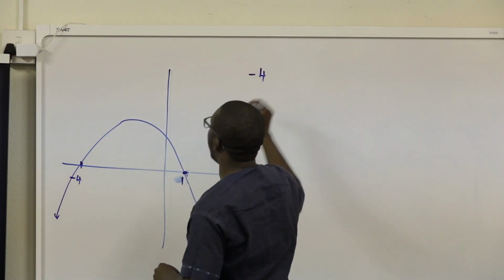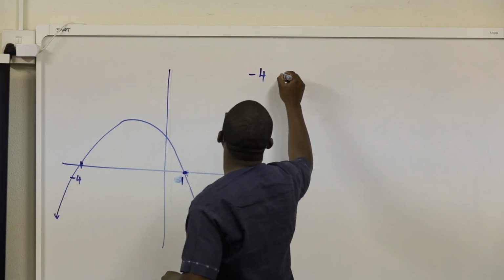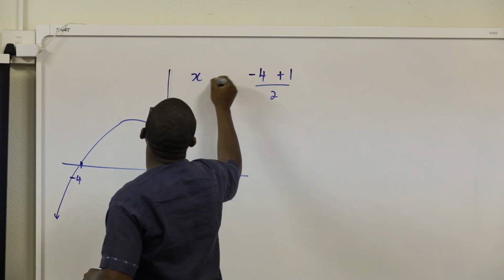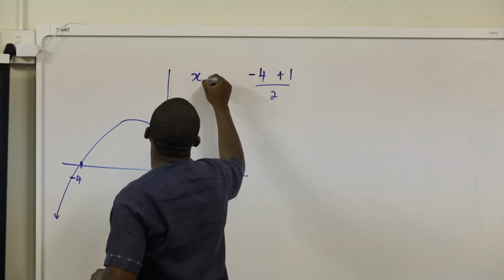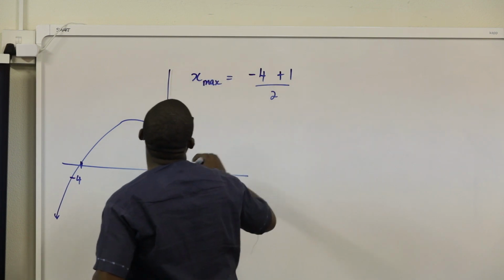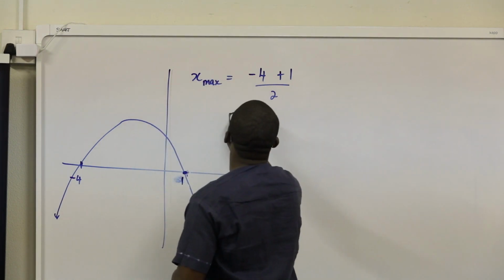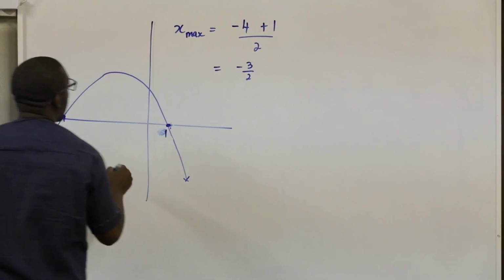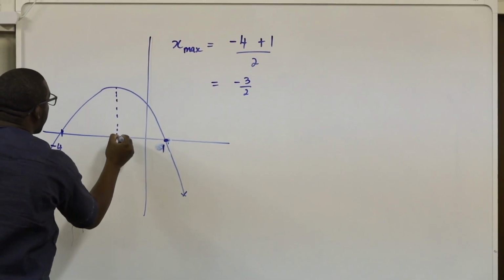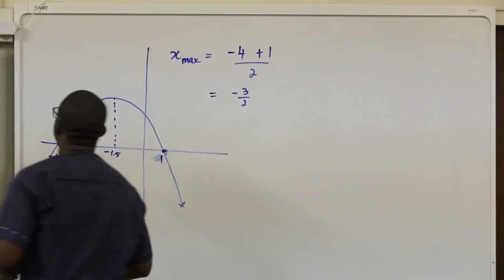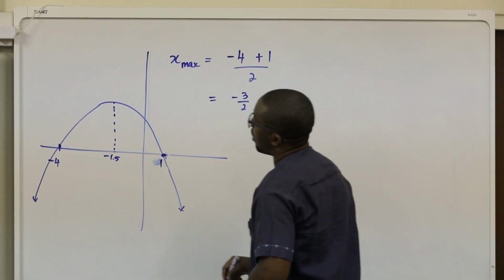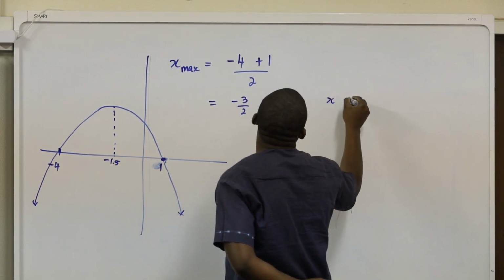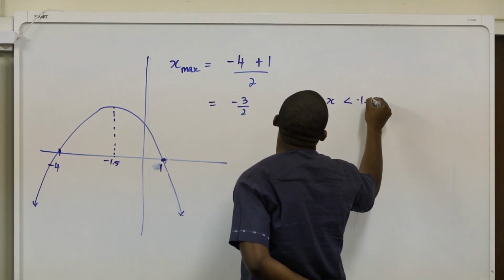So we have -4, the first x-intercept. We add it to 1, the second intercept. So x at maximum is equal to -4 plus 1 divided by 2. This is going to be -3 over 2, which is otherwise known as -1.5. So the function was turning at -1.5. And the function was increasing for x less than -1.5.